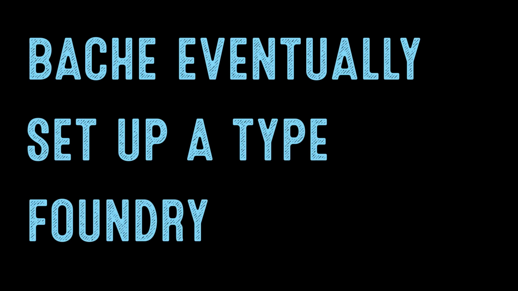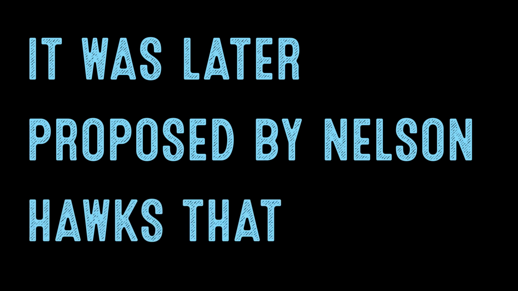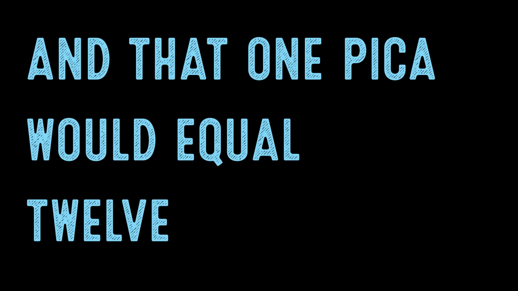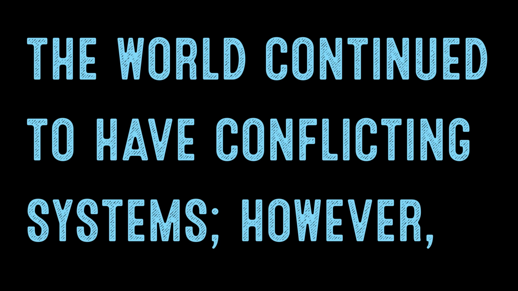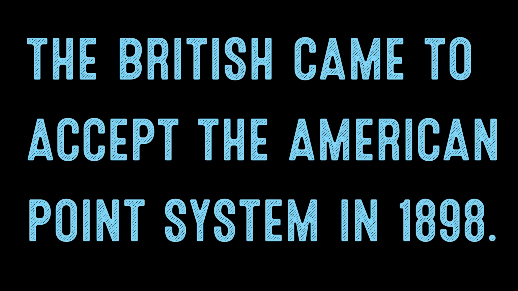Bache eventually set up a type foundry in America and brought with him samples of Fournier type, and it was later proposed by Nelson Hawks that the American inch be divided by 6 to create the pica, and that 1 pica would equal 12 points. This became the American point system. The world continued to have conflicting systems, however, the British came to accept the American point system in 1898.